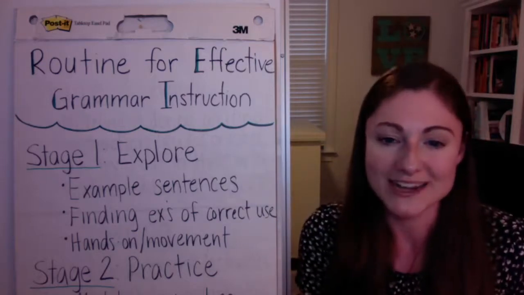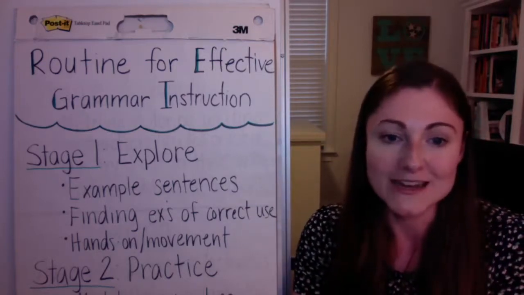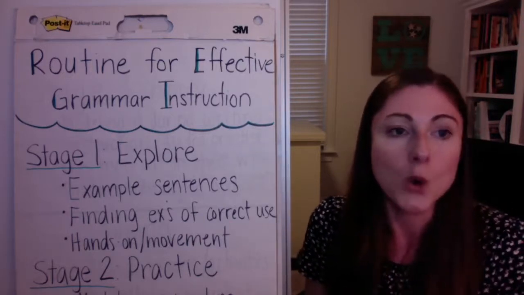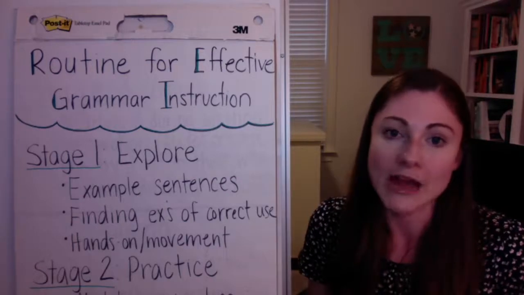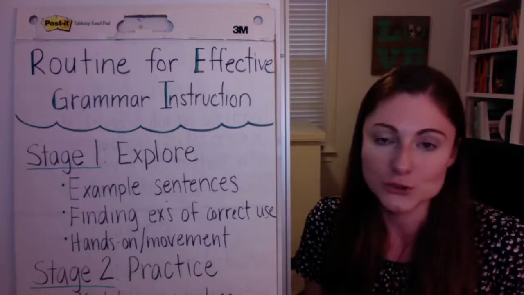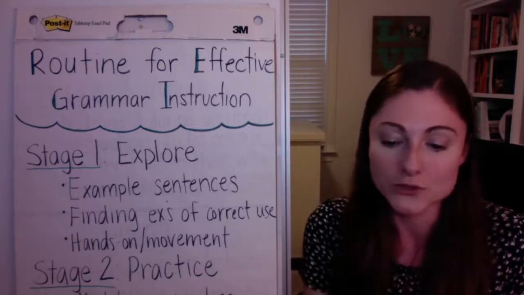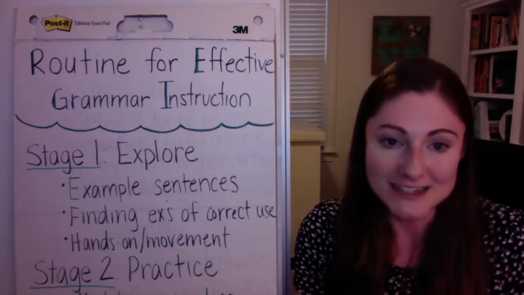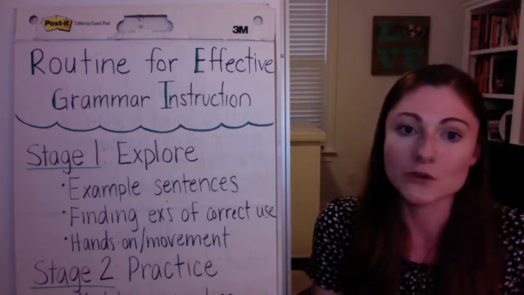We're also going to find examples of correct use in context. So that might be maybe a shared reading book that you're doing, or a passage that you're reading with the class. Again, we're drawing their attention to correct usage, because if we're doing something like DOL, daily oral language, where it's just sentence fixing, we're showing them lots of incorrect examples.